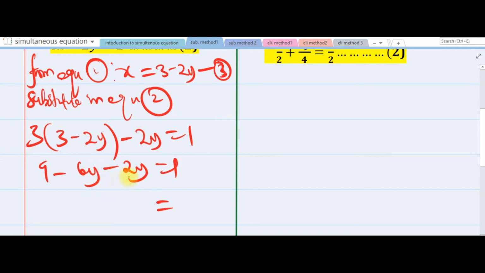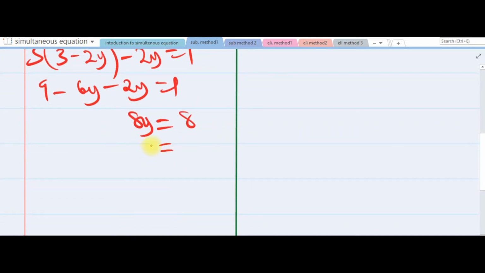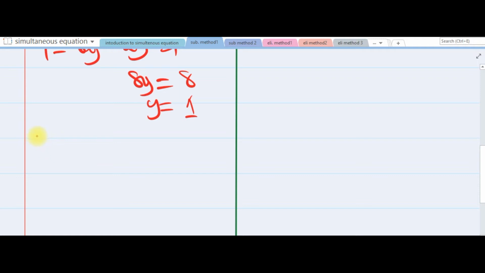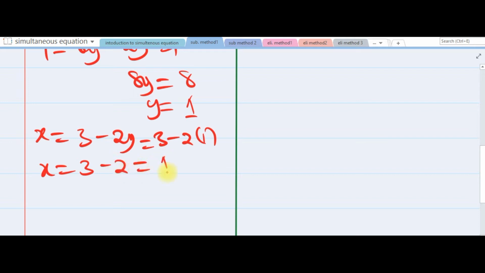Minus 6y minus 2y is minus 8y. Going to the other side it is now 8y. 9 minus 1 is 8. So finally, our y is 8 over 8, which is 1. Since we've gotten the value of y, we now go back and substitute. From equation 3, x equals 3 minus 2y. We substitute the value of y, which is 1, so my answer is 3 minus 2, which is 1. So x and y are both 1.